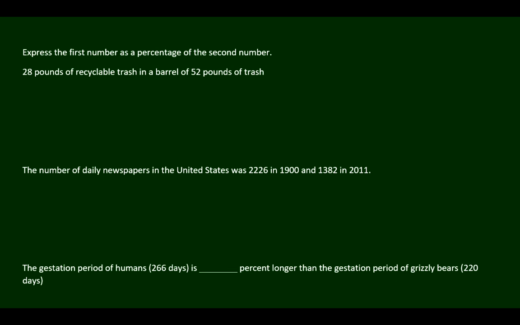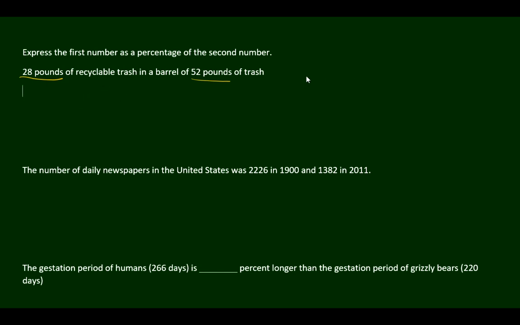So, for example, given two numbers, you try to compare them. In this case, your first number is 28 pounds. You can include the units. The second number is 52 pounds. You divide the first number by the second number to get the percentage of the second number that gives you the first number. So you will be writing the first number as a percentage of the second number.